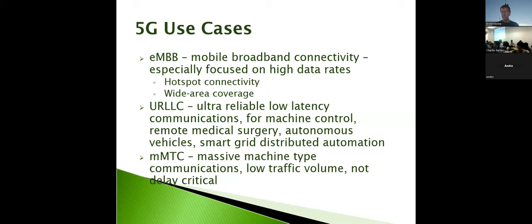So then another distinct use case is this ultra reliable, low latency communications, URLLC. You can think of this for machine control, like real-time machines, things that are moving. An example is remote medical surgery, right? Where the surgeon is not co-located with the patient and they're trying to do some surgery, controlling a machine. And so you've got to make sure that your latency is really low, and also that it's very reliable, right?